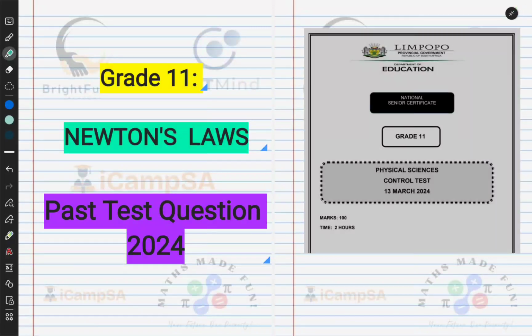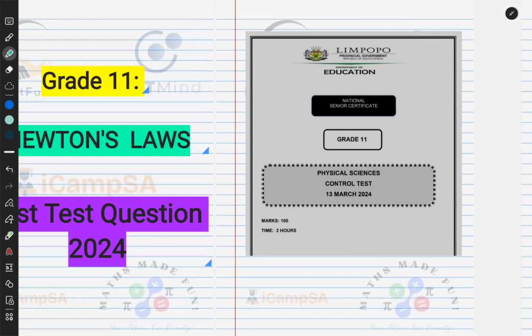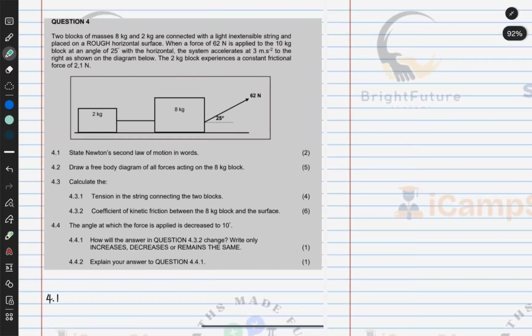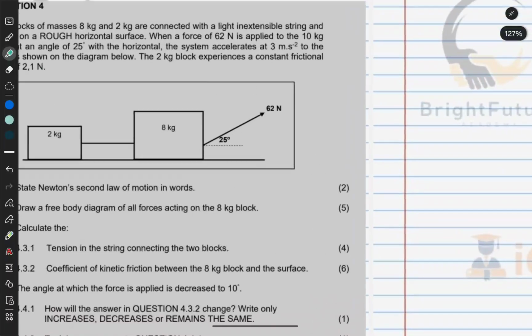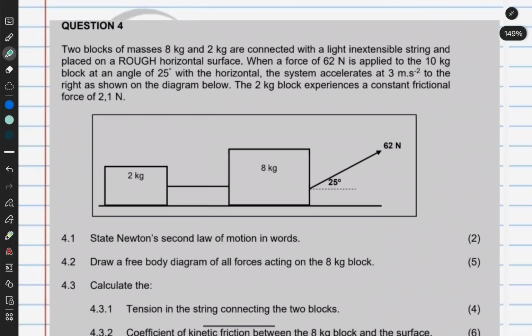So now what we'll be doing on this one is a past control test paper from Limpopo in March 2024, right? So it was question 4 in this case, and then if we take a look at what we're given here, we have a system of 2 blocks. They are connected by a light inextensible string.